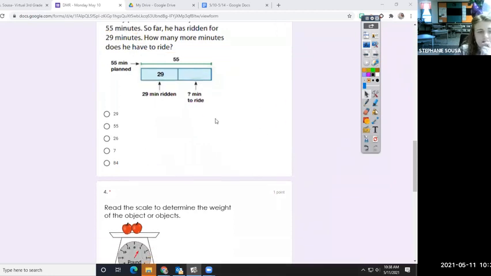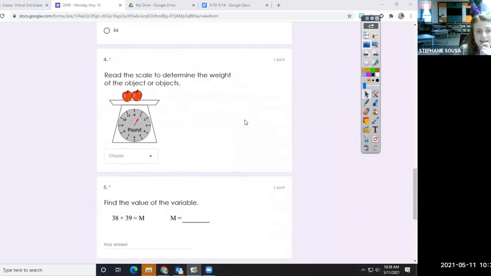Okay. 4, read the scale to determine the weight of the object or objects. This starts at 0. It has gone to the 1. These 2 apples weigh 1 pound. Questions on that one? Yes, Leah.